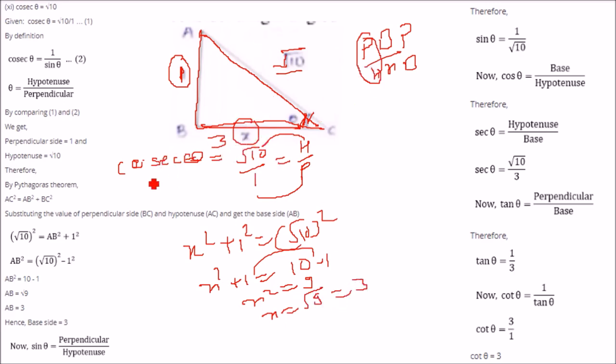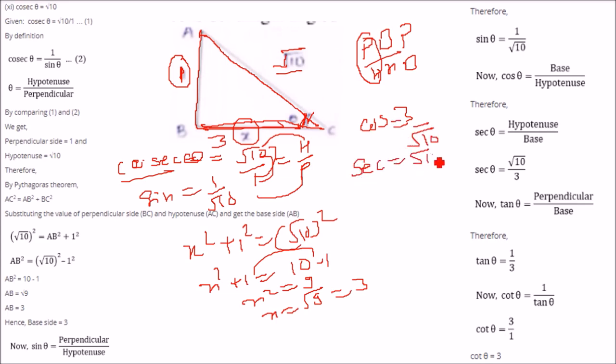Now we can find all of these. Cosec is given, so sin will be just the inverse of this, or reciprocal. So it will be 1 by root 10. 1 will go up, root 10 will come down. Now cos. Cos is base by hypotenuse. Base is 3, hypotenuse is under root 10. So it will be 3 by under root 10. And how about sec? Just take the reciprocal, under root 10 by 3. Now coming to tan theta. Tan theta is perpendicular by base. Perpendicular is this and base is this. So 1 by 3. How about cot theta?